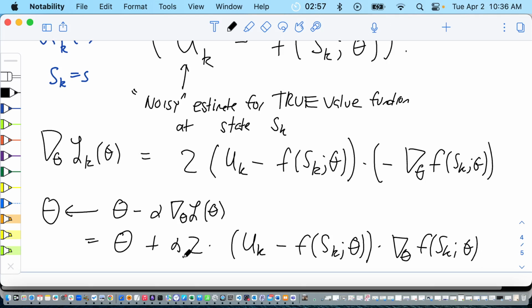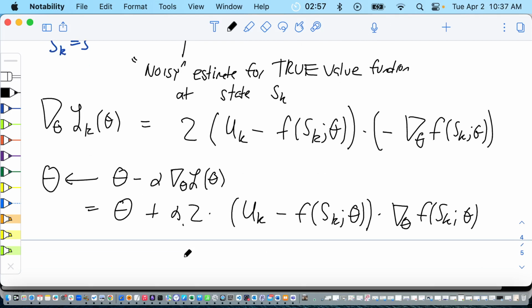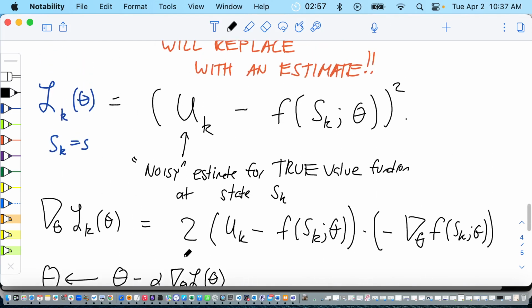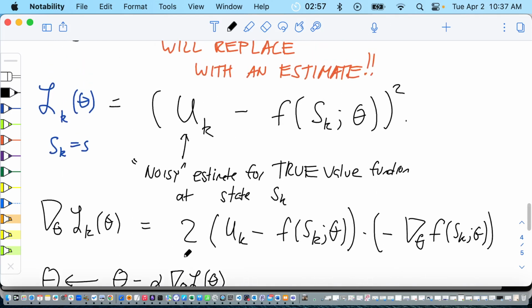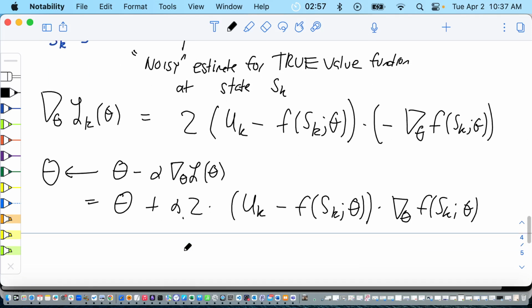Okay, so a couple things. One is a lot of people don't have a 2 here. I put in the 2 because my loss function was literally the squared thing. Some people put in the loss function is half of the squared thing. This is a little bit like the argument between pi and tau, which is 2 pi. It doesn't matter. So don't worry about this 2 here. If you want, you can absorb it into the alpha, into the learning rate.